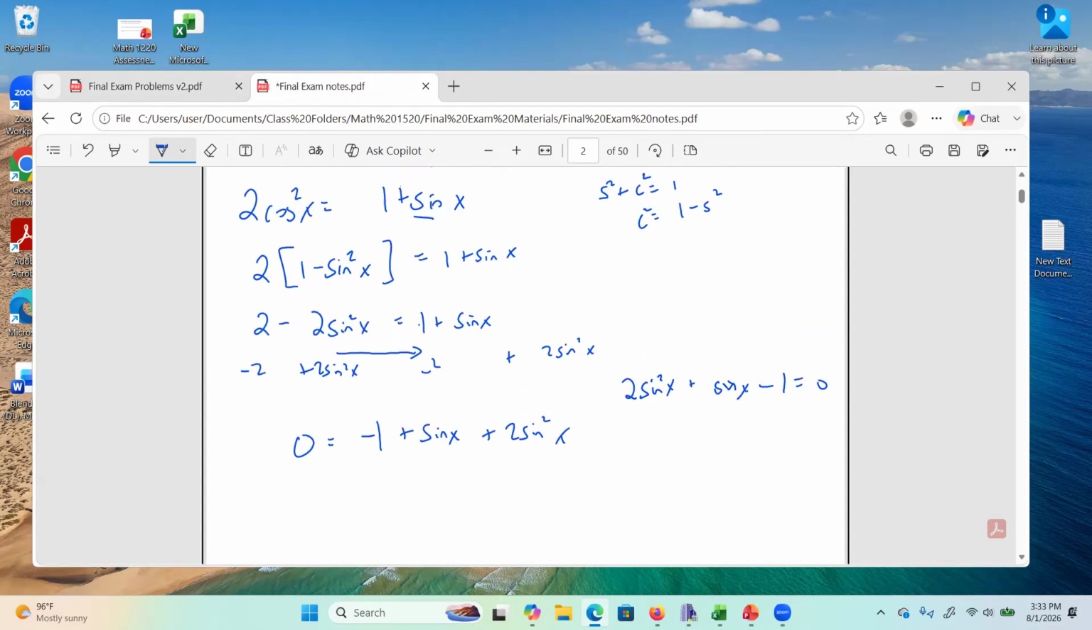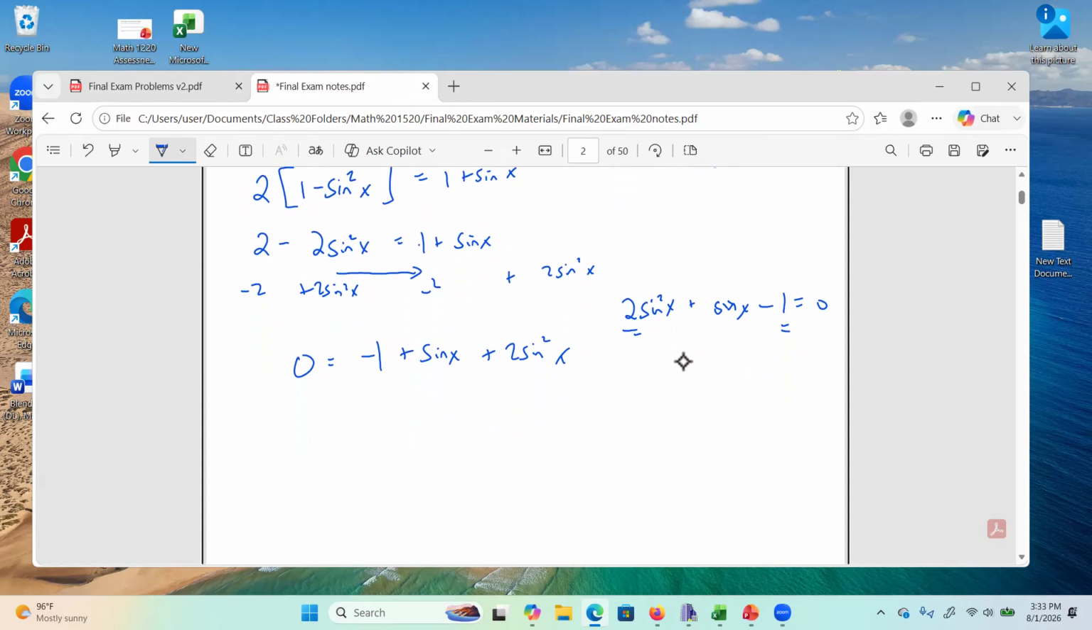So, the AC method, for those who might have seen it before, that's my favorite thing to do. 2 times negative 1 is negative 2. So let's see if we can find two numbers that multiply to negative 2 and add up to 1. Okay, so we have 2 sine squared x plus 2 sine x minus sine x minus 1. I'm taking the sine x and splitting it into 2 sine x minus 1 sine x, which comes back to give me 1 sine x.